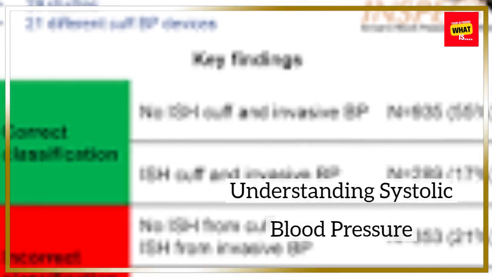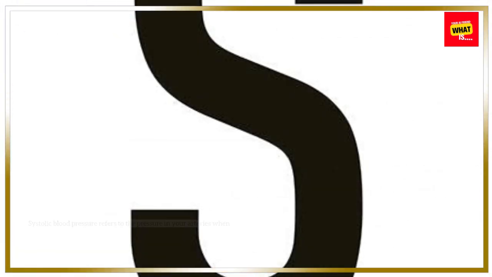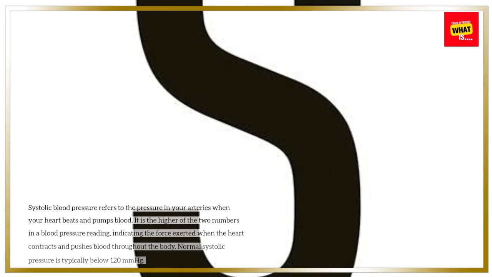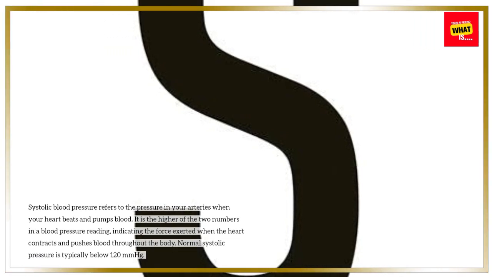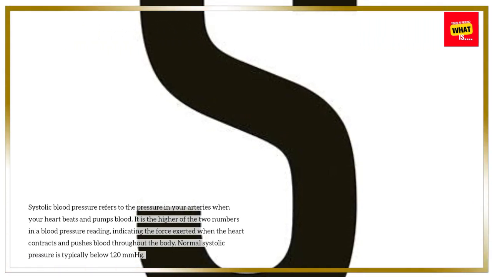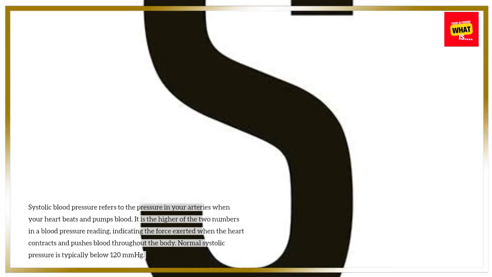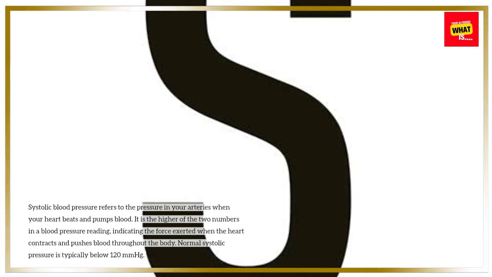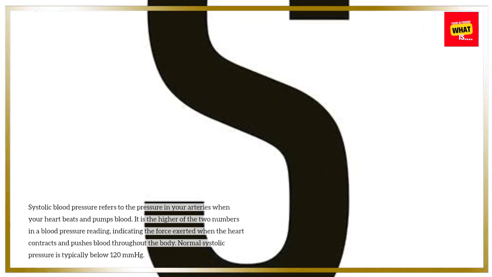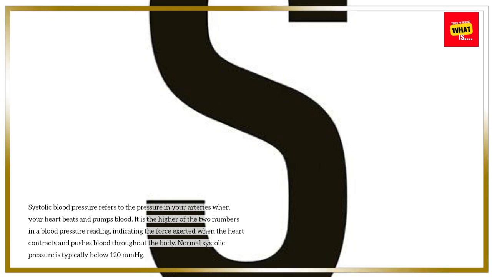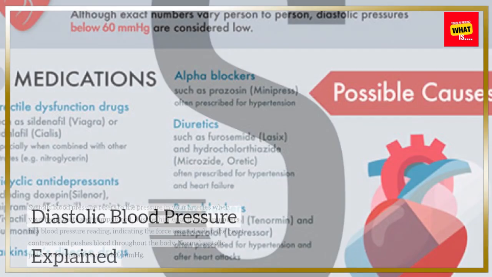Understanding systolic blood pressure. Systolic blood pressure refers to the pressure in your arteries when your heart beats and pumps blood. It is the higher of the two numbers in a blood pressure reading, indicating the force exerted when the heart contracts and pushes blood throughout the body. Normal systolic pressure is typically below 120 mm of mercury.